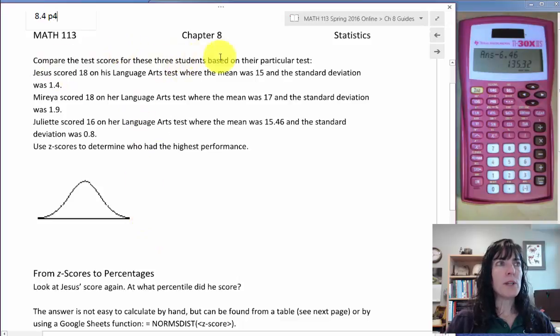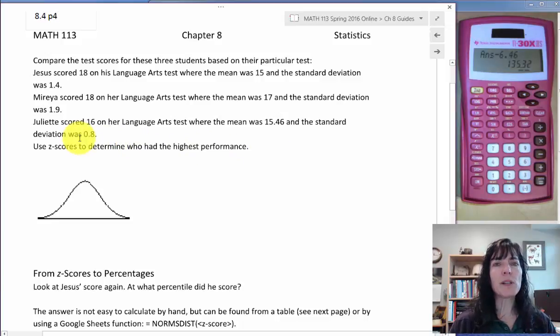Compare the test scores for these three students based on their particular test. Jesus scored 18 on his language arts test, where the mean was 15 and the standard deviation was 1.4. Maria scored 18, the mean was 17, and the standard deviation 1.9. Juliet scored 16 and the mean is 15.46 and the standard deviation 0.8. Use z-scores to determine who had the highest performance.